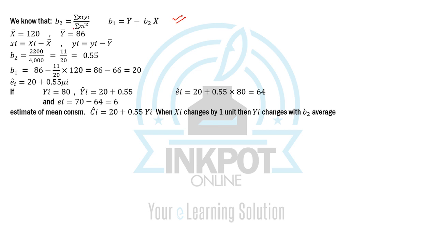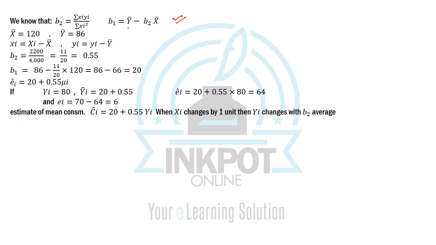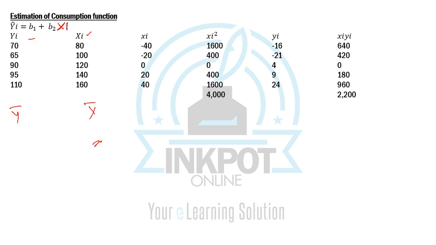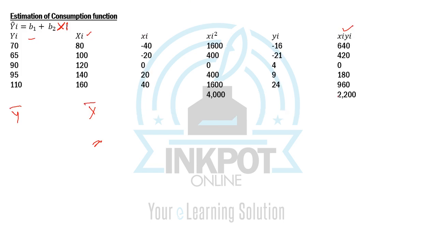We have values for yi and xi, so we can easily calculate y bar and x bar from there and put them here. This we have calculated already: x bar is 120, y bar is 86. Now small xi is xi minus x bar, and small yi is capital yi minus y bar. We have given here in the data the value of xi yi, so we'll just sum it over and put it here.